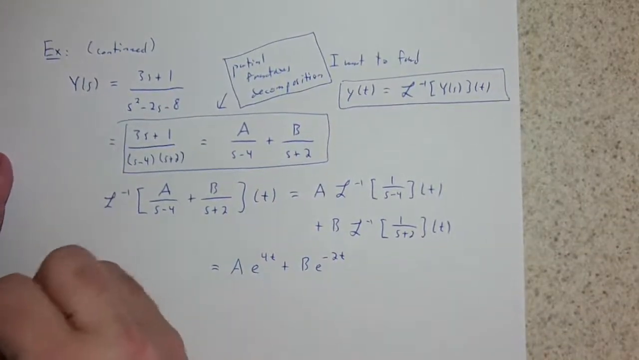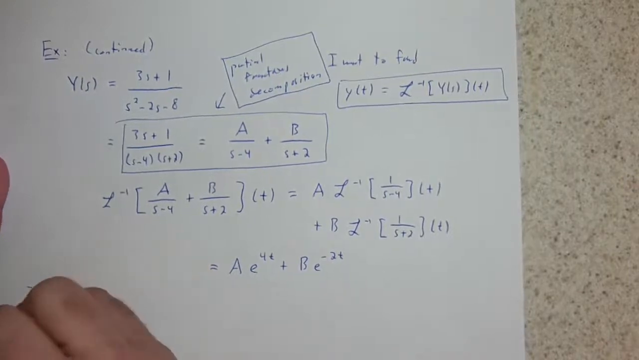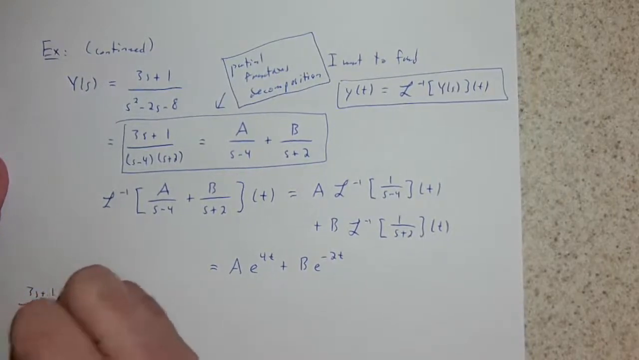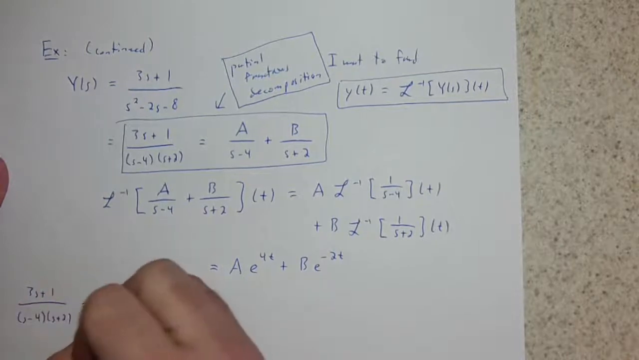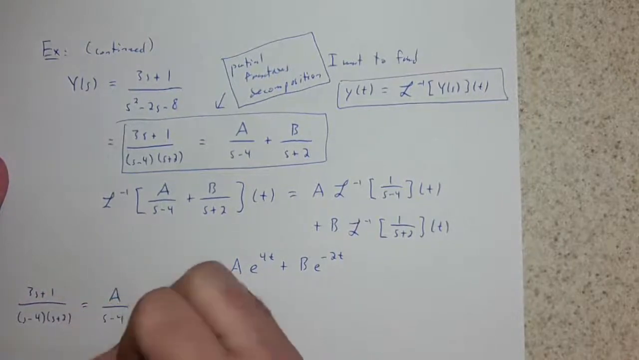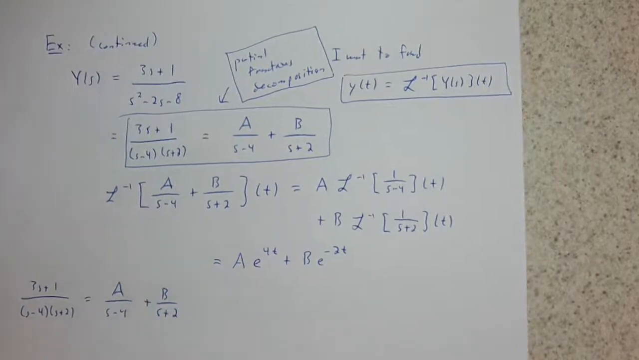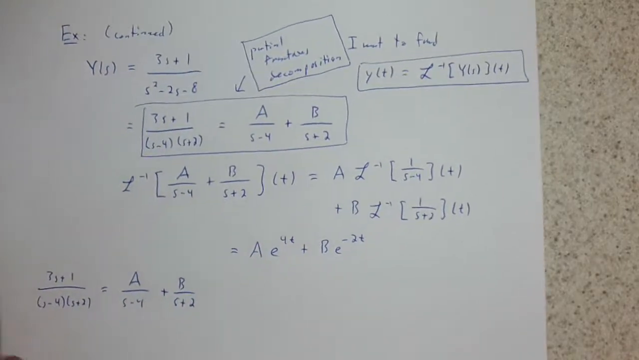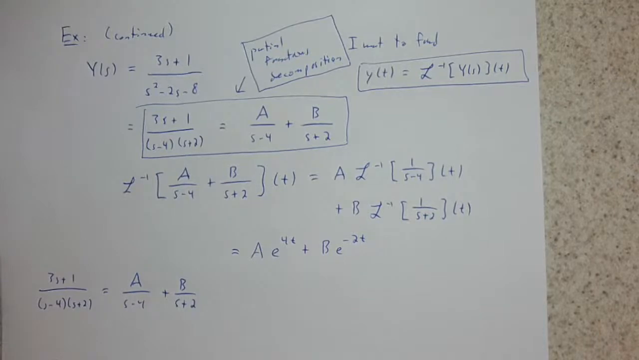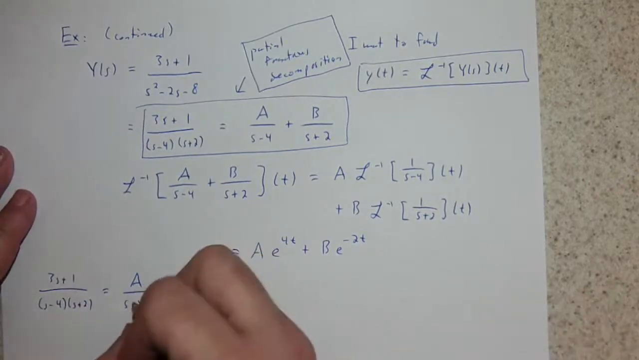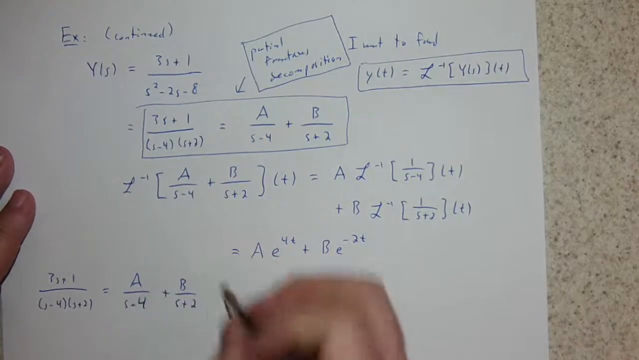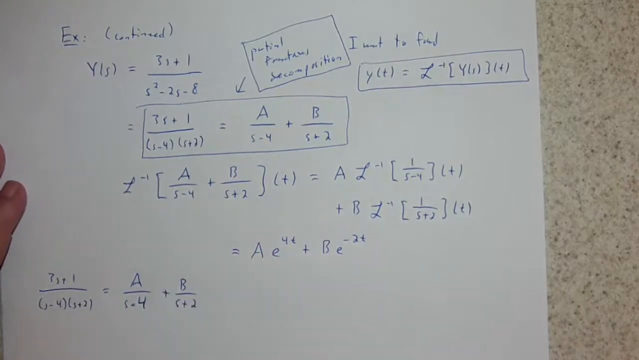So (3s plus 1) over (s minus 4)(s plus 2). I'm going to write that as a over (s minus 4) plus b over (s plus 2). Now, there's a lot of different ways you can do partial fractions decomposition. There's some cheating ways that don't always work, depending on the degree of the denominator compared to the degree of the numerator. However you want to do that, however you were taught, so long as you are following the rules here.